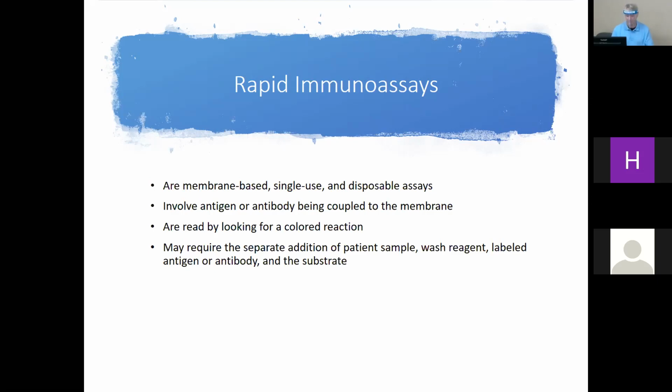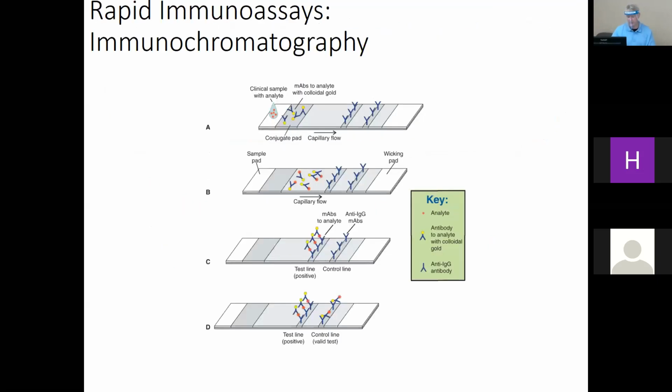They're usually membrane. So rapid immunoassays are membrane-based, single-use, disposable assays. Buy them at the store, take them home. They involve antigen or antibody being coupled to the membrane, and are read by looking for a colored reaction, right? Now they're real fancy. They might even say pos or neg, or spell out positive or negative when it comes to these drug screens or the pregnancy test. They may require the separate addition of a patient sample, a wash reagent, and then they have the labeled antibody or antibody in the test strip itself. Okay, so here's how this works.